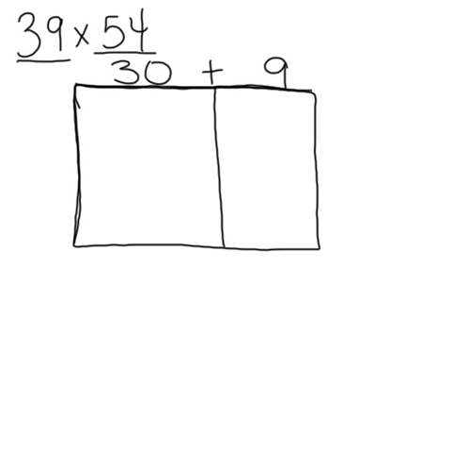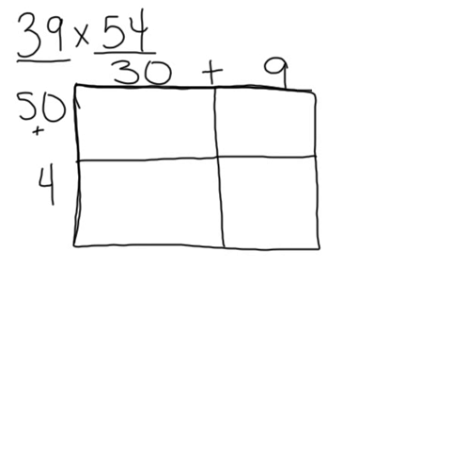I need to break up 54 into two numbers using place value. The 5 in 54 is represented by 50, and then plus 4 more ones. So I've just broken up 54 into two smaller numbers.